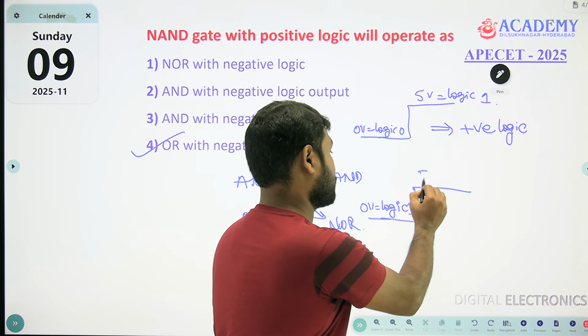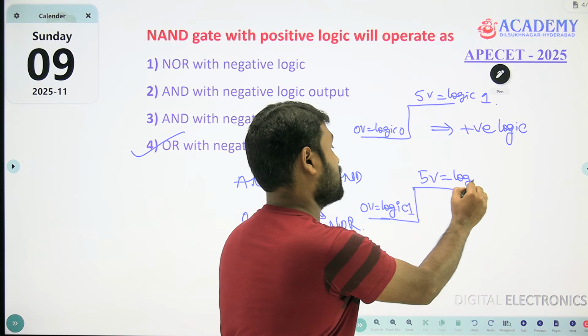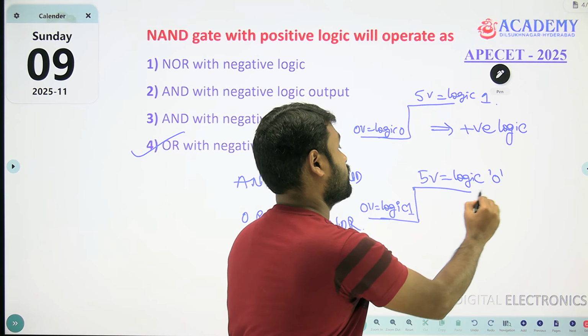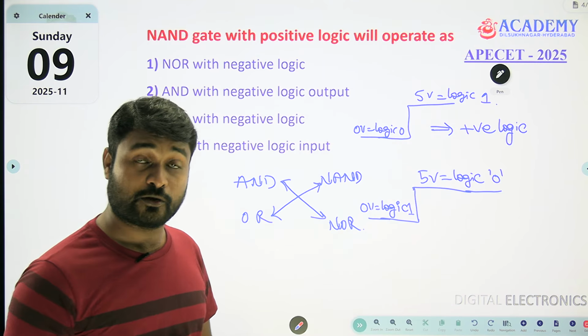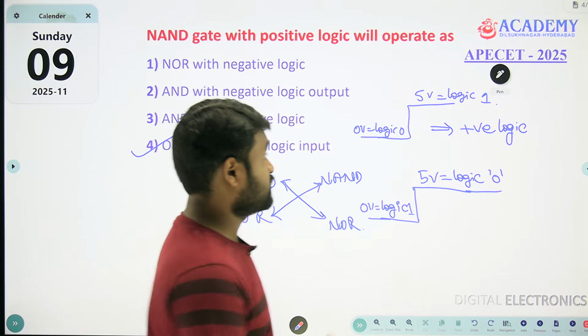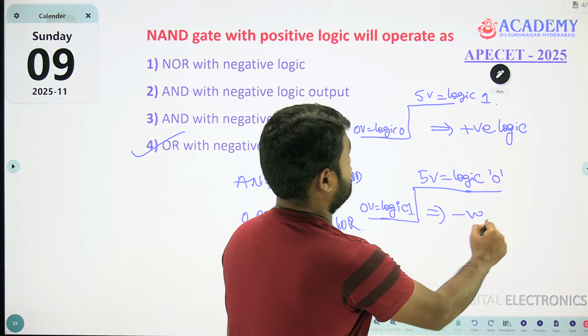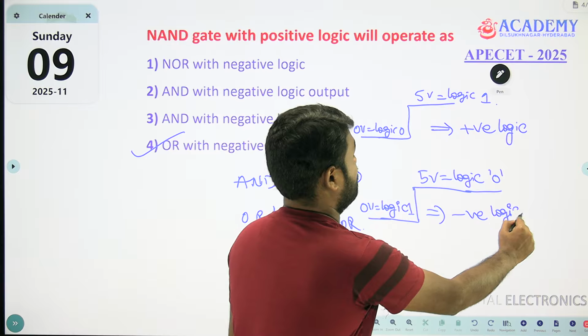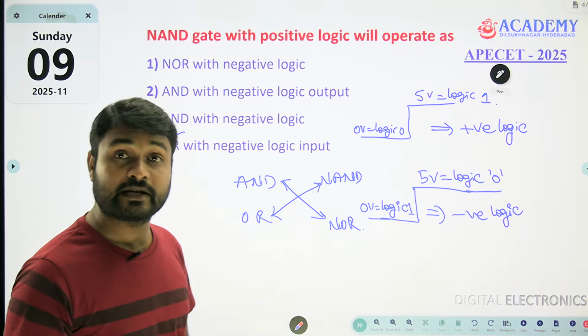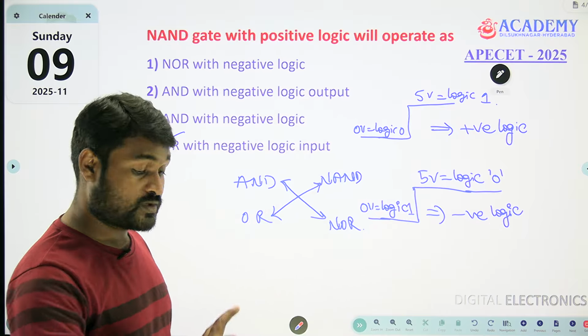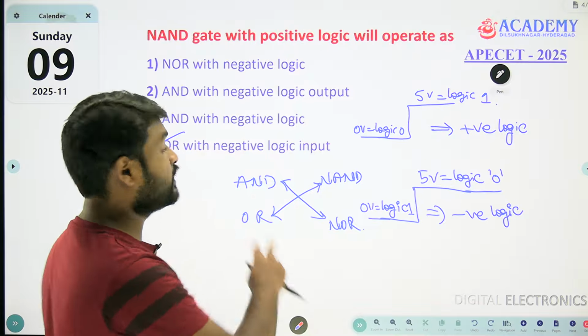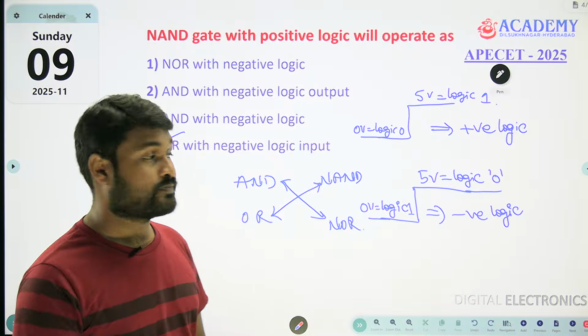5 volts is nothing but logic 0. Reverse: where you are telling it will be 0. This one we call negative logic. If you want to change the system, it will be done like this.